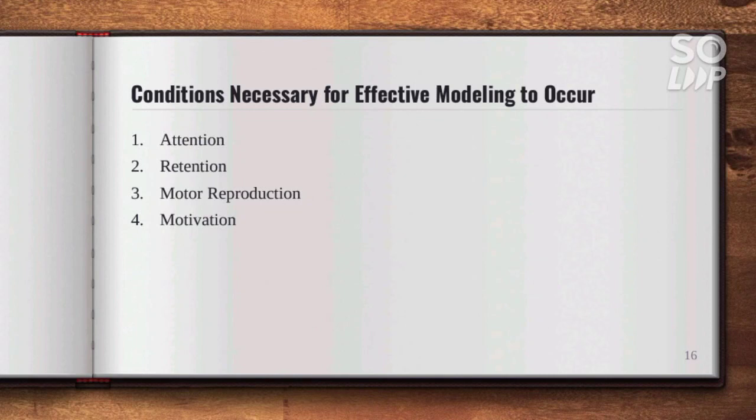And the last one is motivation. The final and necessary ingredient for modeling to occur is motivation. Learners must want to demonstrate what they have learned. Remember that since these four conditions vary among individuals, different people will reproduce the same behavior differently. So, with motivation, they can acquire such effective modeling if they have this willingness within them to actually perform these certain actions and learning.